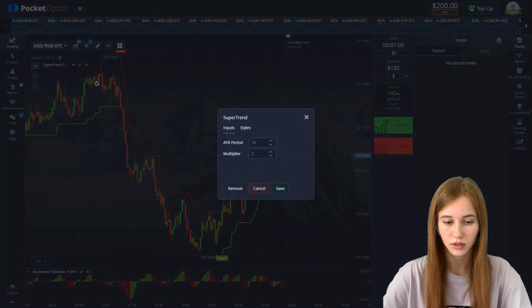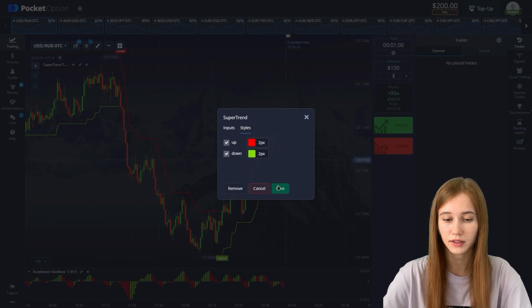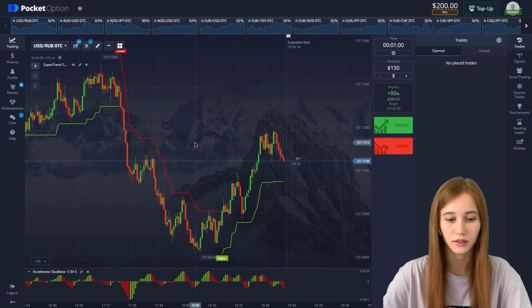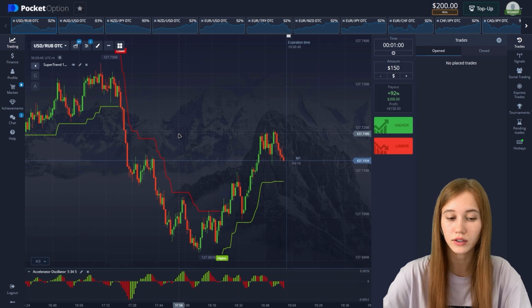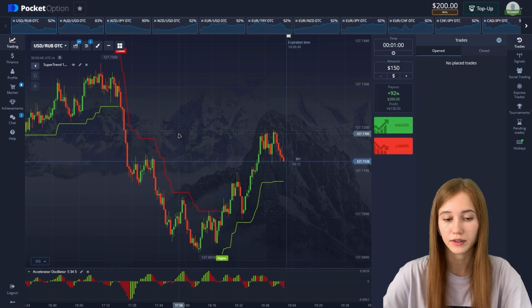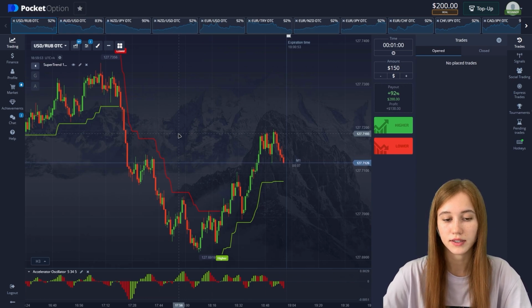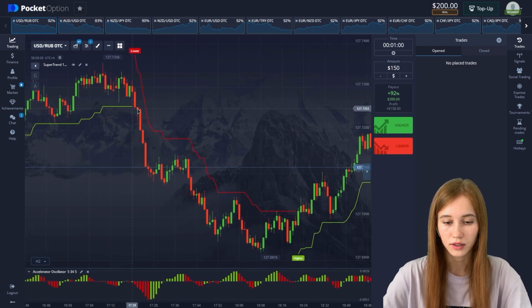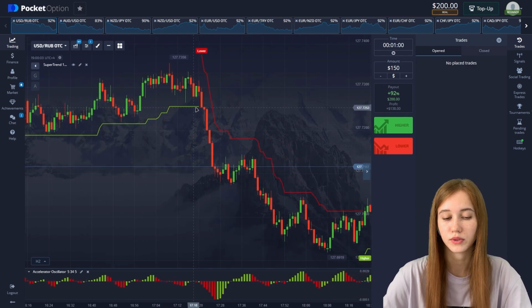The settings are like this. Period 10, here 3, styles are like this. And let me tell you quickly now. So the super trend curve is composed on the price chart, and when the indicator drops below the closing price, a buy signal, and the indicator color is set to green. This also indicates that the trend is changing from downward to upward.